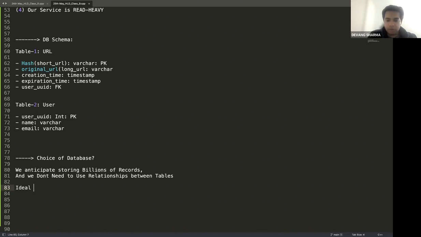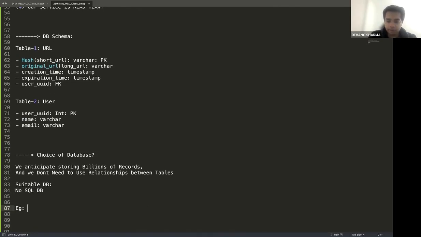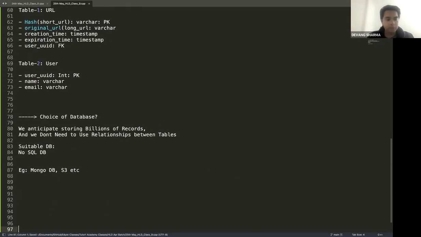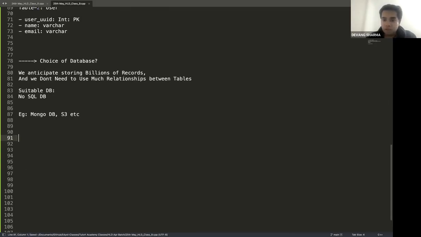We can go ahead with, or instead of calling it ideal, we can go ahead with a suitable database, let's say a NoSQL DB. So our use case can be a MongoDB, it can be S3, any of them. In general, any NoSQL database would be able to serve a purpose here. We don't need to use much relationship between the tables.